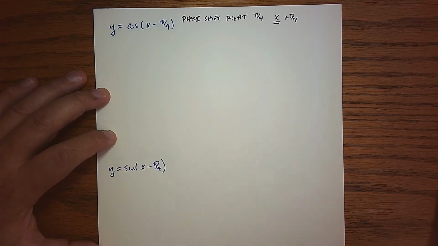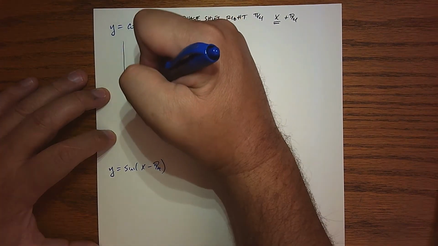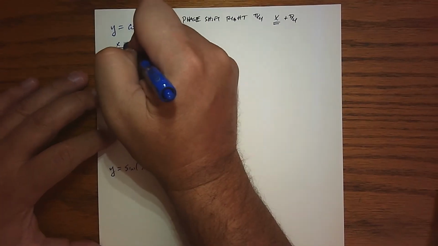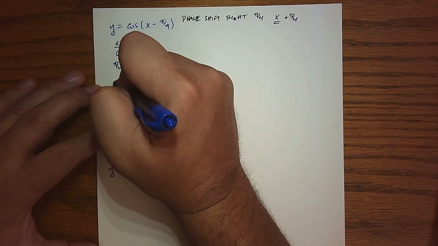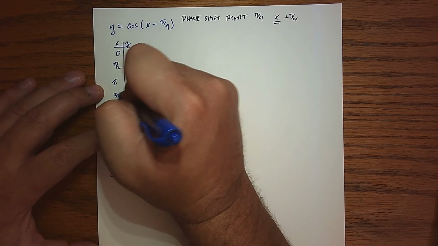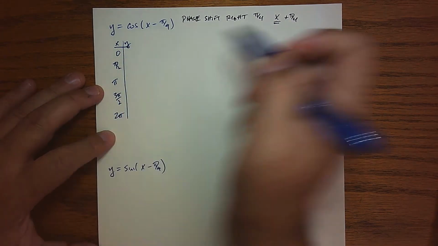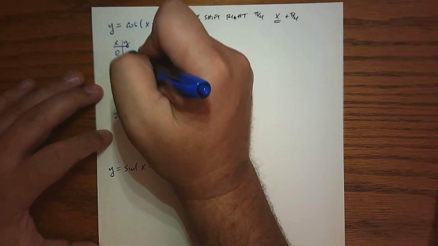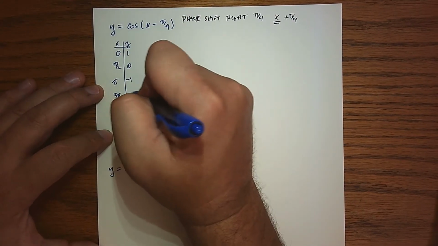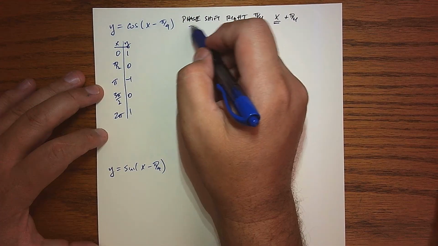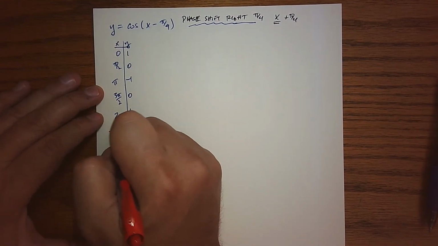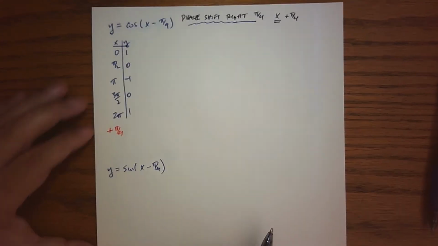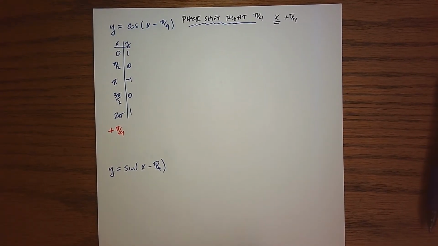So again, how do we demonstrate this? Manipulate your core data, right? So for a cosine graph, it all starts with our quadrantal angles. Cosine is 1, 0, negative 1, 0, and 1. And so since we're doing a phase shift to the right, pi over 4, that means I'm going to add pi over 4 to all of my x values, right?